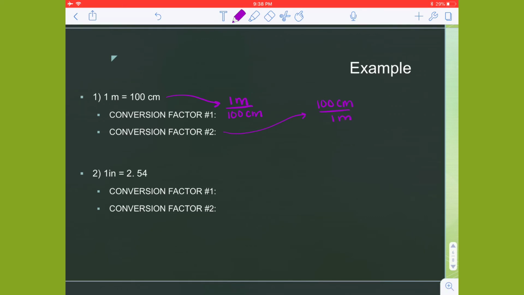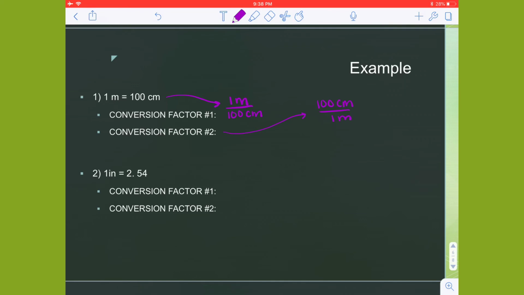Okay, neither one of these are saying anything different. It's one thing I want to make sure you understand. Okay, they're saying the same exact thing. The only difference is which unit am I putting in the numerator versus which am I putting in the denominator.